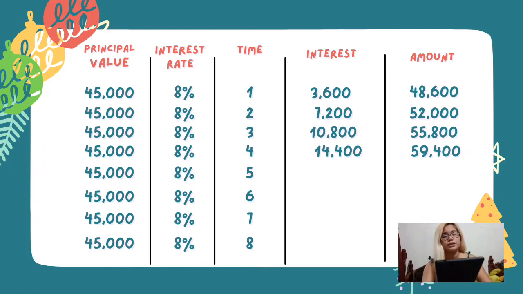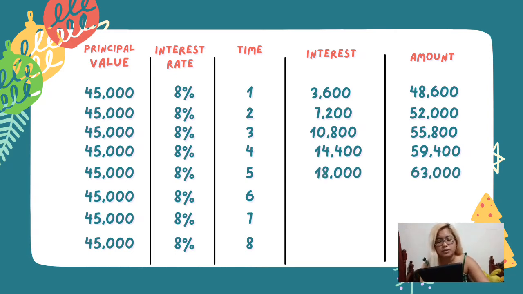So let's go to the third year. For the third year, same process again and again. So 8% of 45,000 pesos times 5 because it is already the fifth year. So it will equal to 18,000 pesos. So 18,000 pesos plus the principal value of 45,000 pesos will result to 63,000 pesos. And 63,000 pesos is the amount in the fifth year.